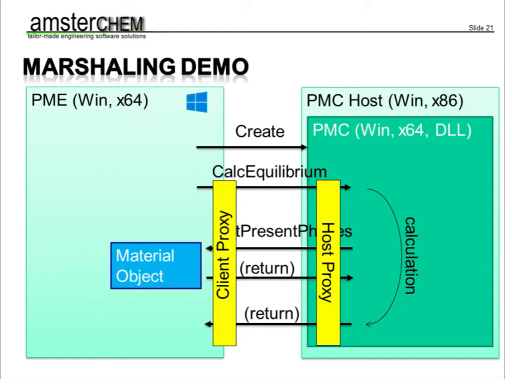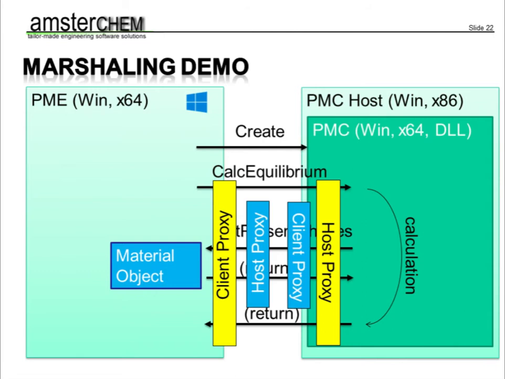Then the marshaller passes the call on to the host proxy, which actually makes the call. Then the host proxy returns control to the client proxy. For the material object, it is the PMC that talks to the client proxy, and it is the host proxy that talks to the actual material object implementation.